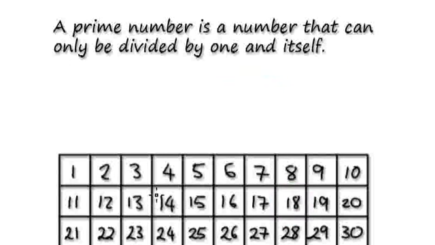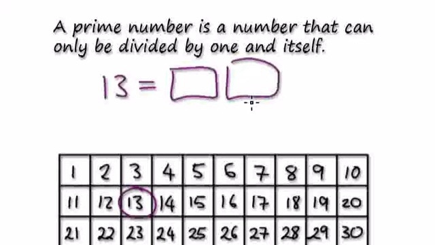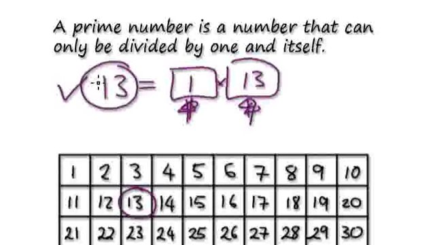If you look at, let's say, 13 here, can you break this 13 up other than 1 and itself? You see, you can't do it. You can't break up this 13. The only way of doing it is to use 1 and itself. So this is 1 here, this is itself. This is the only way of doing it. Because it's the only way, this must be a prime.